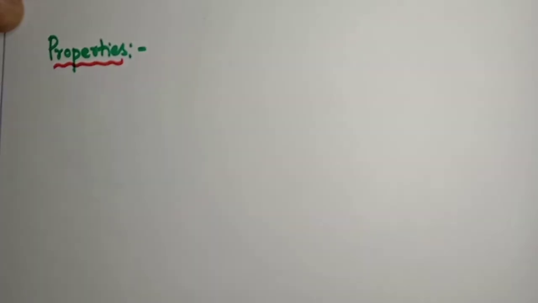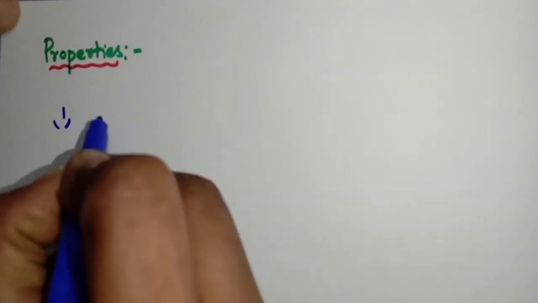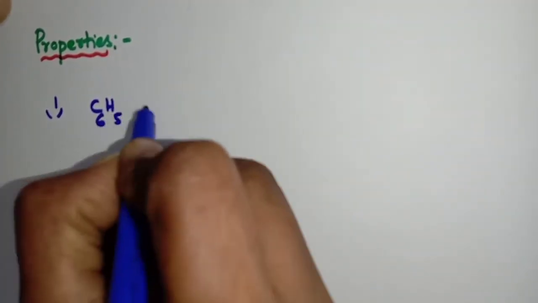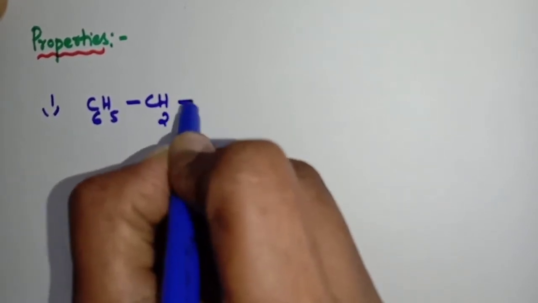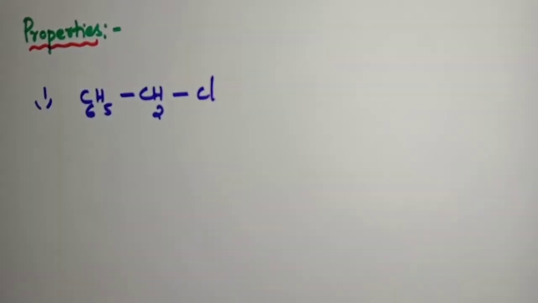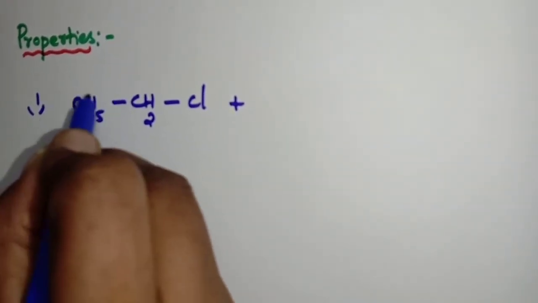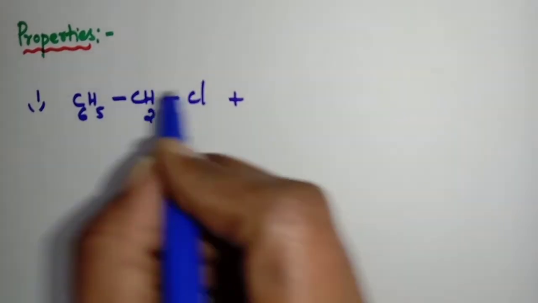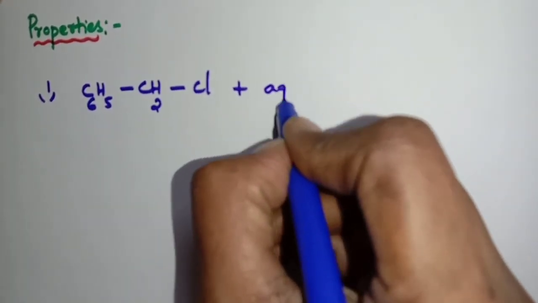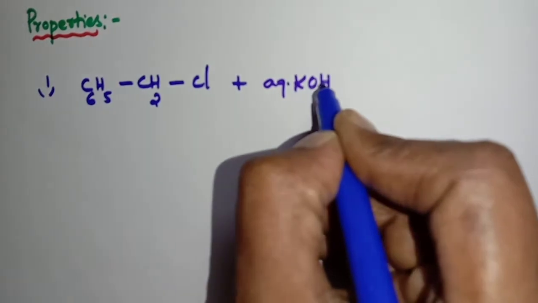So let us look at the properties or chemical reactions of aralkyl halides. Put the side heading properties. So first one, taking benzyl chloride. So without ring we can write like this, students. C6H5CH2Cl. This is again benzyl chloride. Here in the place of C6H5 we can draw the benzene ring. Okay, both are same. Plus aqueous KOH. KOH in water.